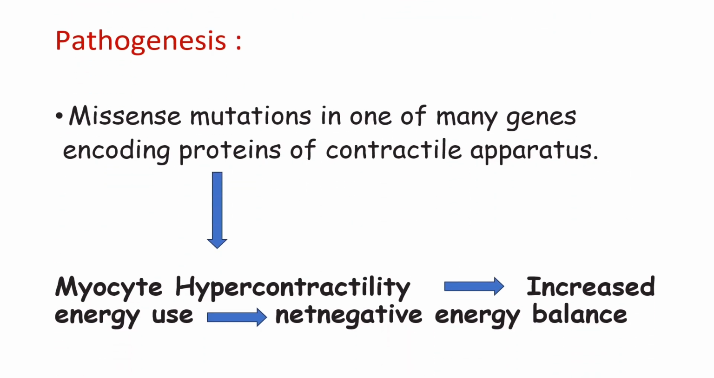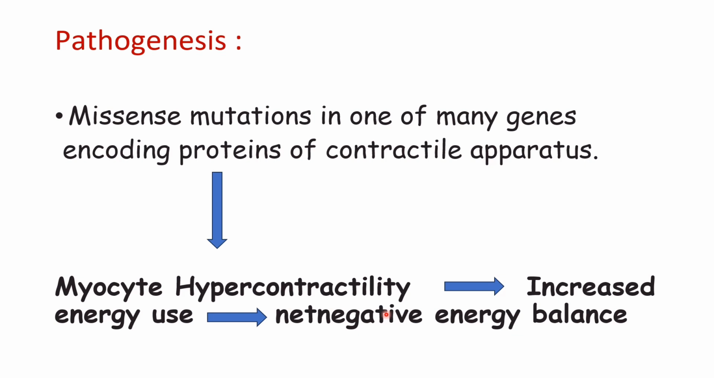So, what is the pathogenesis? Basically, there are mutations. And what kind of mutations? They are missense mutations in one of the many genes which encode the proteins of the contractile apparatus, especially the myosin, beta myosin. Now, once these mutations occur, the myocytes will become hypercontractile. It will become more contractile.